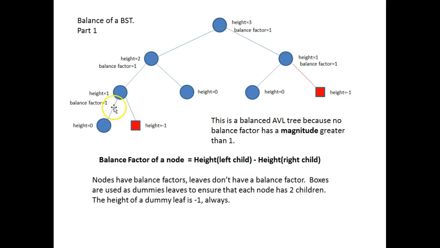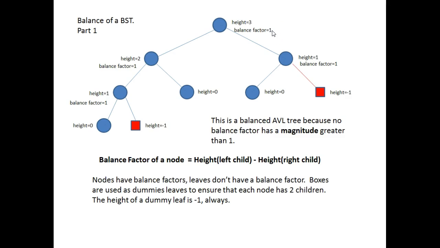Right, so now what we need to do is calculate the balance factor for the nodes that are not leaves. Balance factor here equals 1. 0 minus -1 equals 1. Height 1, height 0. Balance factor equals 1 minus 0 equals 1. Height 0, height -1. Balance factor equals 0 minus -1 equals 1. Up here the balance factor will be height 2 minus height 1, which equals 1.